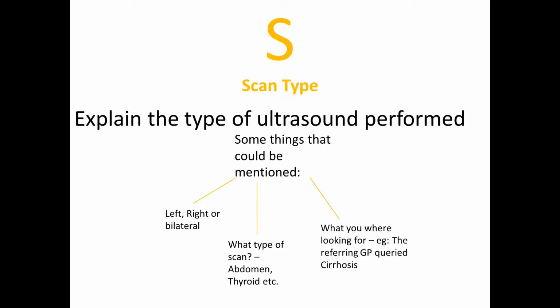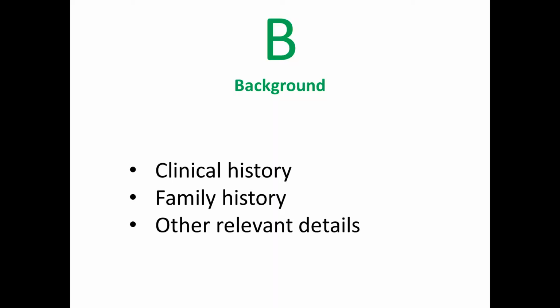The S in ISBAR stands for Scan Type. This requires the sonographer to explain the type of ultrasound scan performed. I was requested to complete an arterial study on his left leg, including measurements of the ankle brachial index for query of peripheral arterial disease.